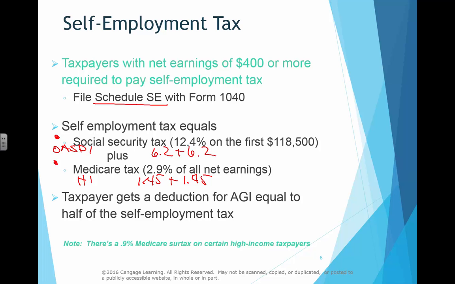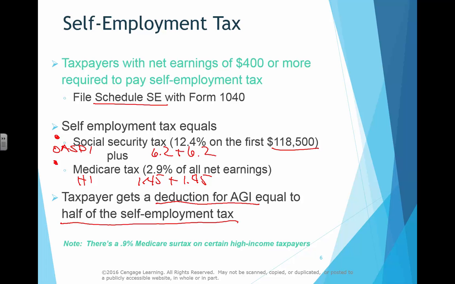The cap for the year that we're preparing is 118.5 for Social Security. And also be aware that when you calculate the self-employment tax, there is a deduction for AGI equal to half of the self-employment tax.